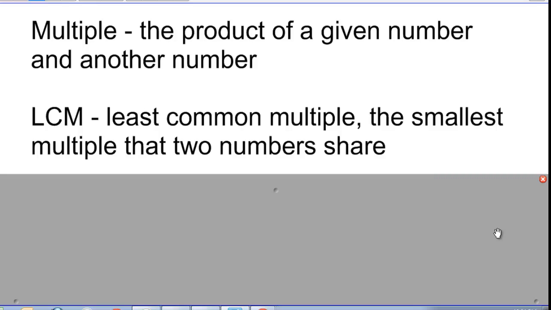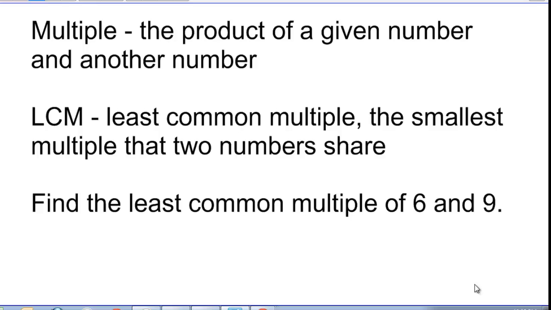A multiple is the product of a given number and another number. So when I take a number and I multiply it by another number, I get a multiple. And the least common multiple is the smallest multiple that two or more numbers share. So for example, we might be asked to find the least common multiple of 6 and 9.